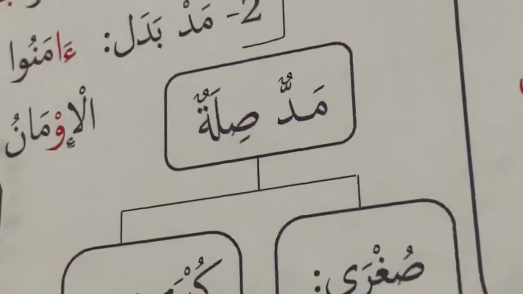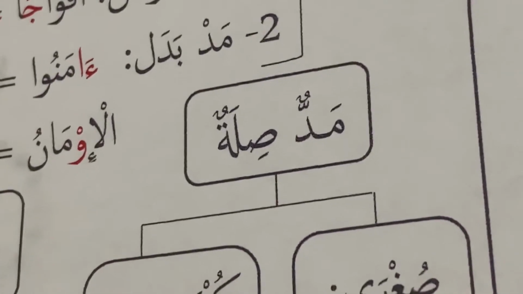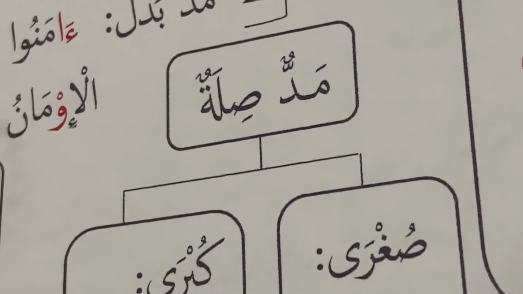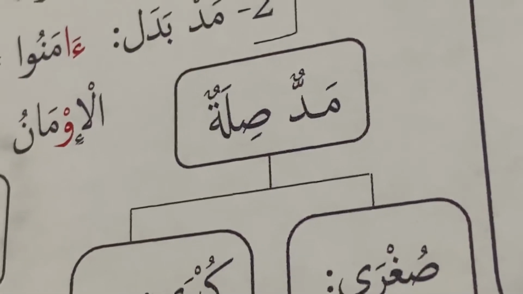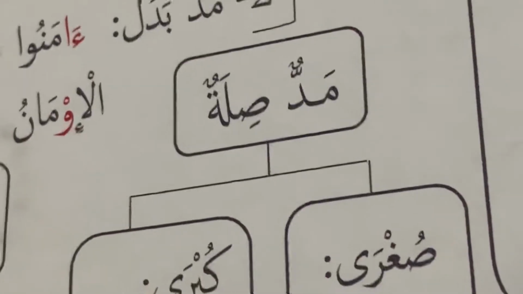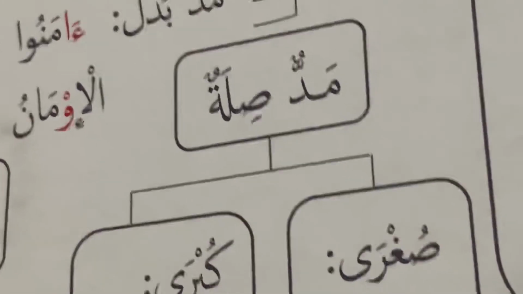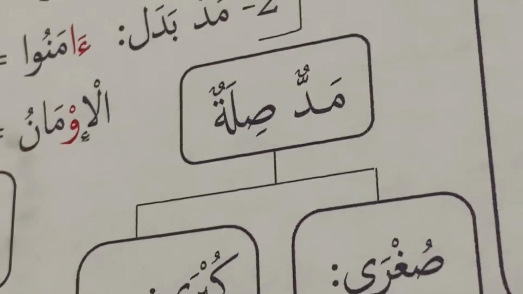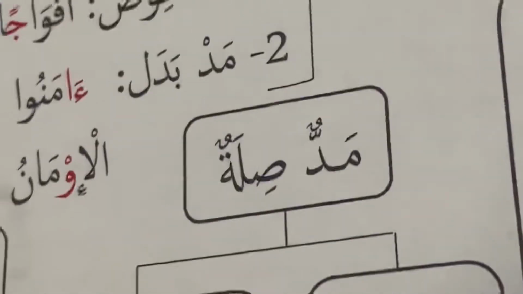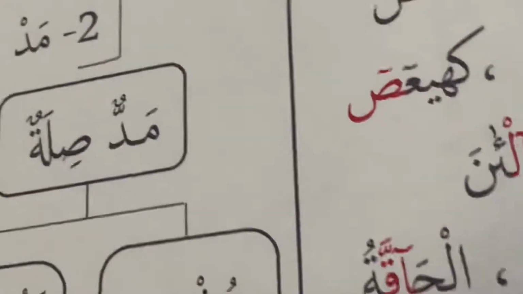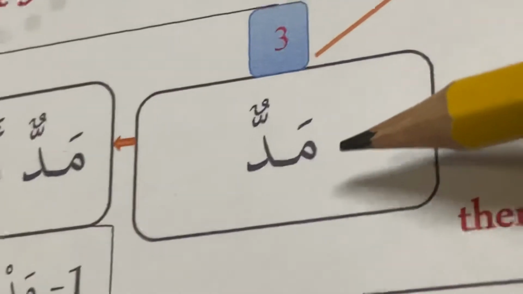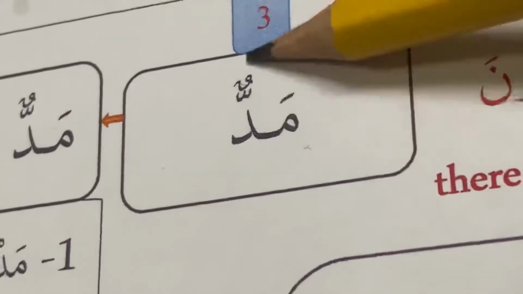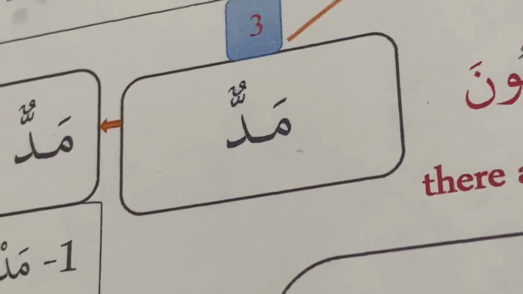So now number 4. In number 4 inshallah we move on a little bit to know some rules to know which one we should read long, which one we should read short. And today we are going to take one word that is over here, I point over here, they call maddun. What does this word mean?